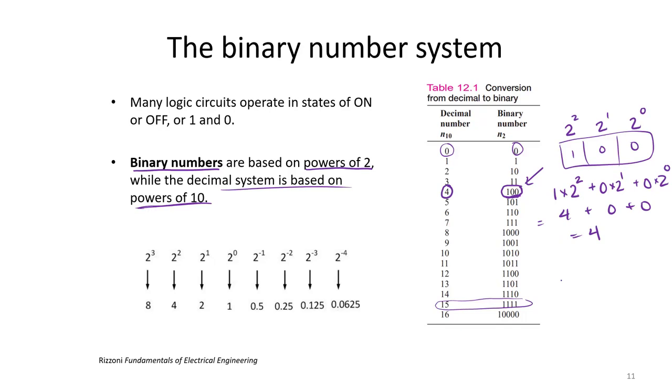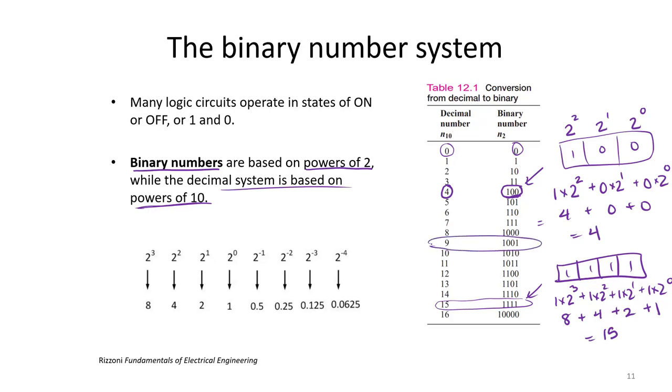Similarly, the number 15 is actually written as 1111, because in this case, we write 15 as 1 times 2 to the third, plus 1 times 2 to the second, plus 1 times 2 to the first, plus 1 times 2 to the 0. So we see that that will give us 8 plus 4 plus 2 plus 1, which gives us 15.